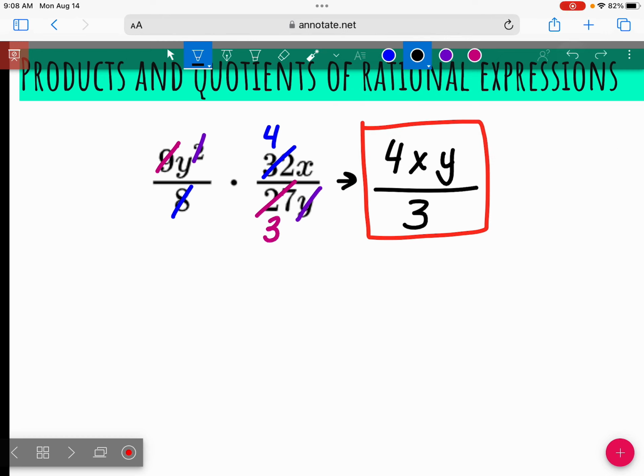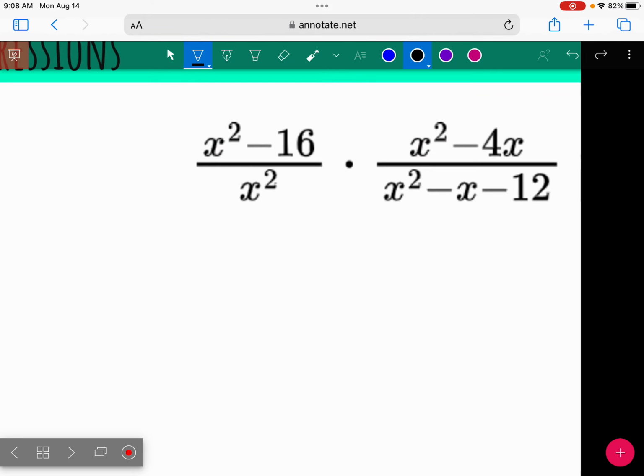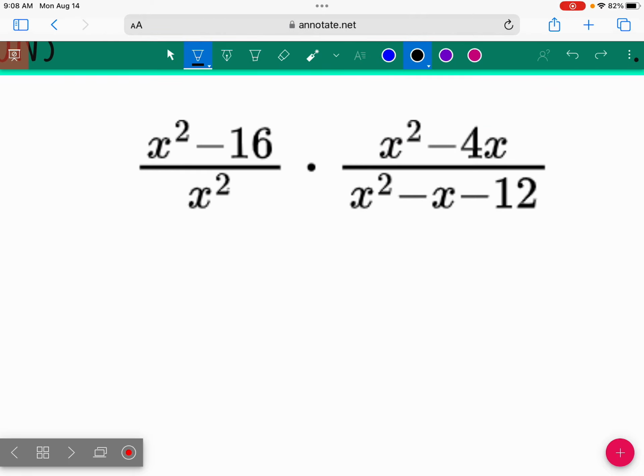Vaguely familiar? Because again, this is another one of those things we spent a whole chapter on in Algebra 2. Because remember, they're going to get worse before they get better. There we go. We've got x squared minus 16 over x squared, times x squared minus 4x over x squared minus x minus 12.